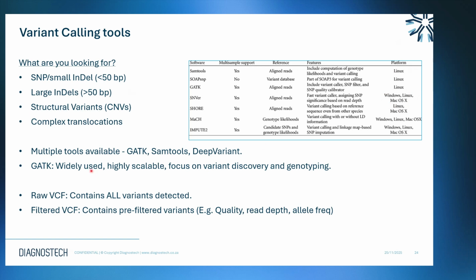GATK is a very widely used tool. It's very scalable, and it's focused on variant calling and genotyping. You might have seen this commonly used even in a lot of platforms that offer variant calling as a service. In the background, they're probably running some version of GATK. Just to differentiate between two different files, a raw VCF would be pretty much what comes out with no filtering. It would list every single variant detected from the reference, many of those being benign, many of them being low quality variants. The filtered VCF is where we use filtering for quality, read depth, and allele frequency to contain only the variants that we think are actually true variants.